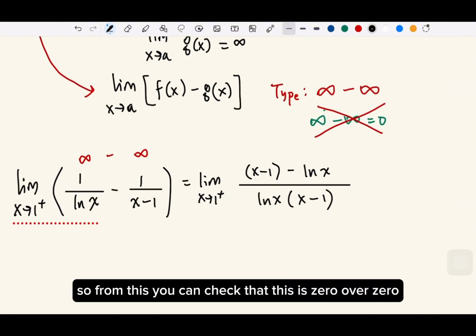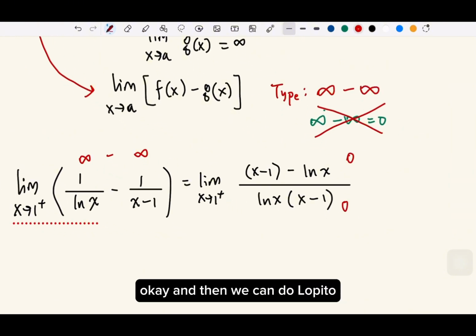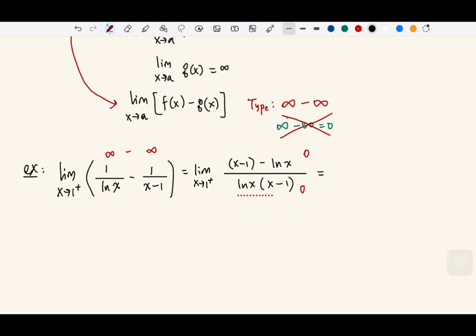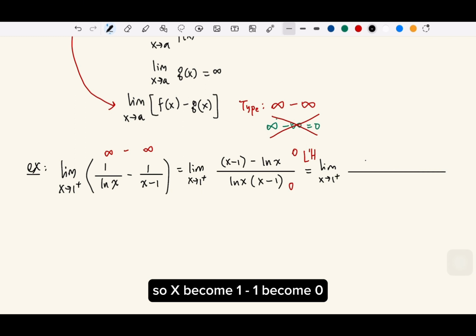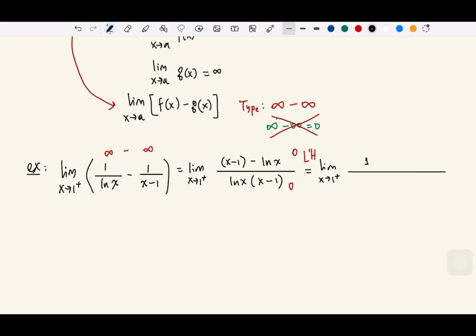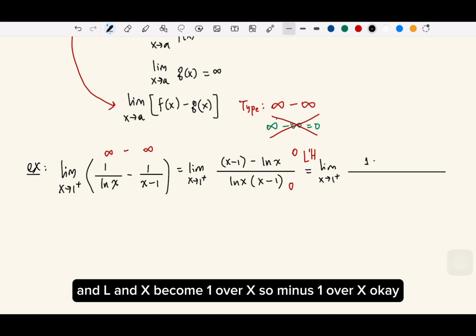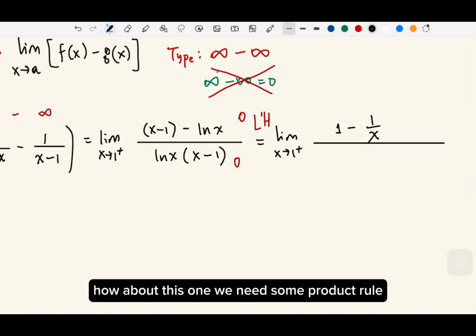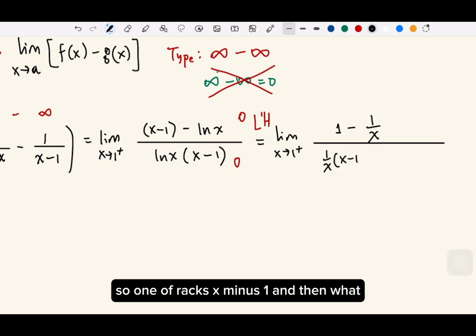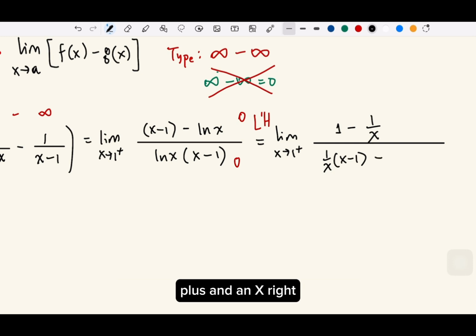So from this, we can check that this is 0 over 0, and then we can do L'Hopital. So x minus 1 becomes 1, the negative 1 becomes 0, and ln x becomes 1 over x. So minus 1 over x. Okay, and how about this one? We need some product rule. So 1 over x times x minus 1, and then plus ln x, right?